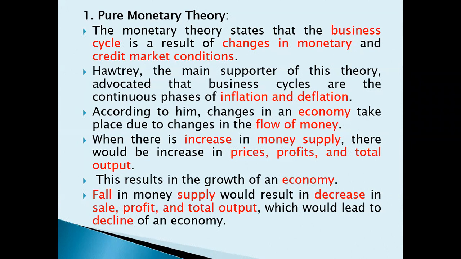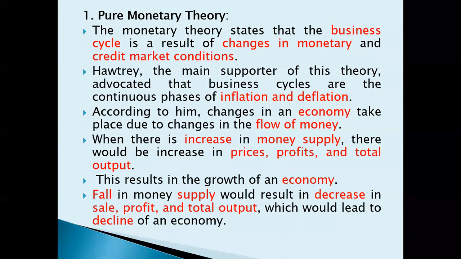Sorry, sir. So, yeah, we were studying the pure monetary theory. So the pure monetary theory explains that due to changes in the monetary policy of the country, monetary policy means what? Ups and downs in the interest rate, ups and downs in, for example, the repo rate and reverse repo rate of the government, then ups and downs in certain types of credit policies. This can also affect the business cycle. This is the opinion of Hawtrey. Hawtrey is the main supporter of this theory. He advocated that business cycles are continuous phases of inflation and deflation.